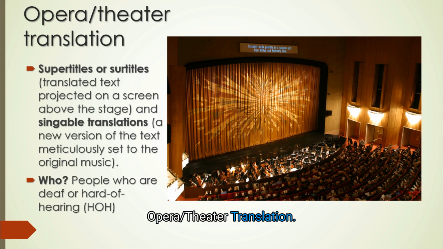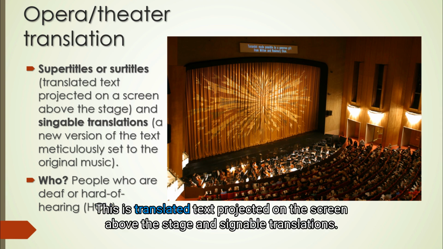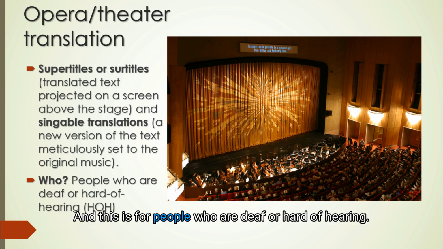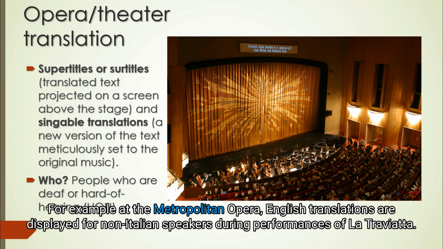Opera theater translation. These are supertitles or surtitles. This is translated text projected on the screen above the stage, and singable translations, a new version of the text meticulously set to the original music. And this is for people who are deaf or hard of hearing. For example, at the Metropolitan Opera, English translations are displayed for non-Italian speakers during performances of La Traviata.